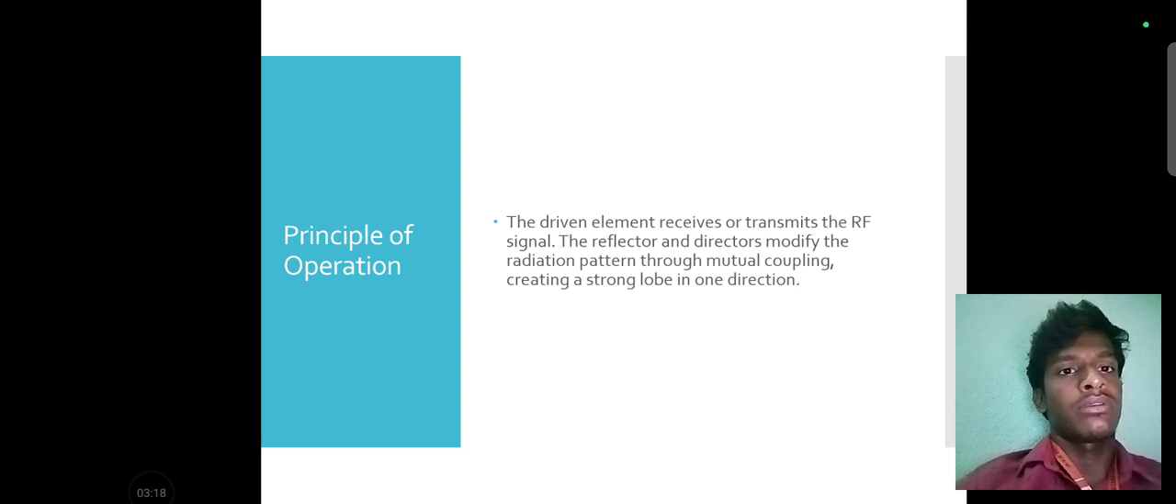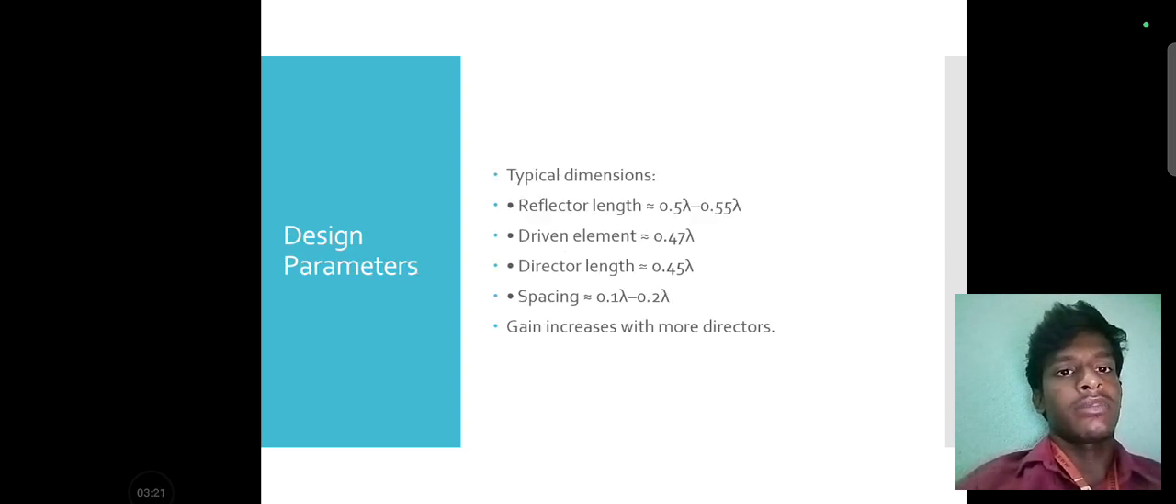Coming to the design parameters of the Yagi antenna, the typical dimensions are as follows. The reflector length is approximately 0.5 lambda to 0.55 lambda, where lambda represents wavelength. The driven element is approximately 0.47 lambda. The director length is approximately 0.45 lambda, and the spacing is approximately 0.1 lambda to 0.2 lambda. The gain increases with more directors. These typical dimensions are mentioned in this slide.